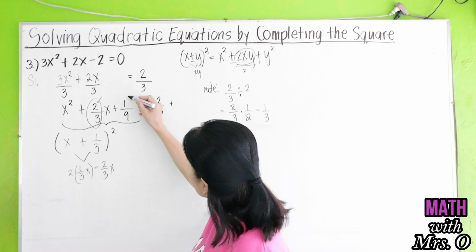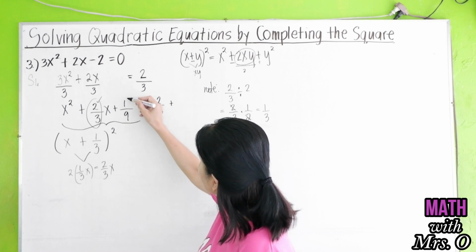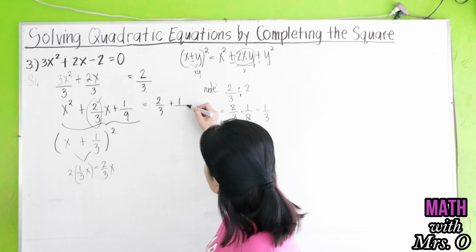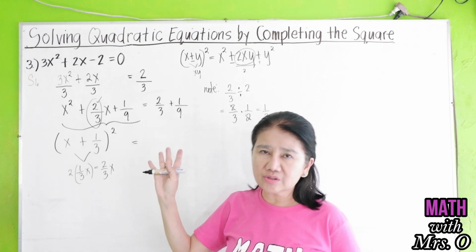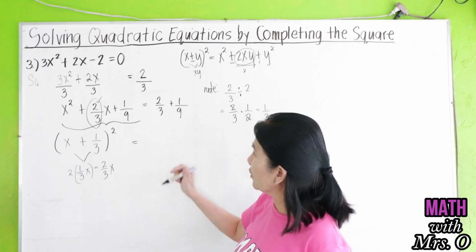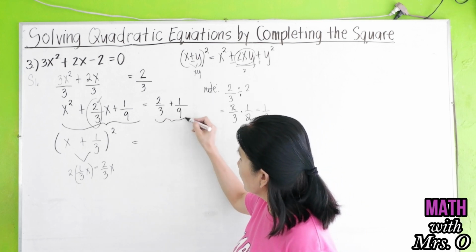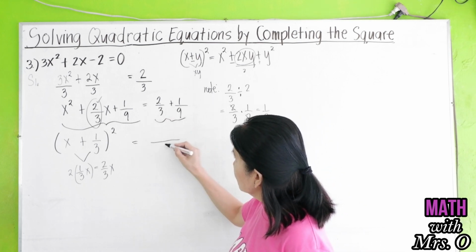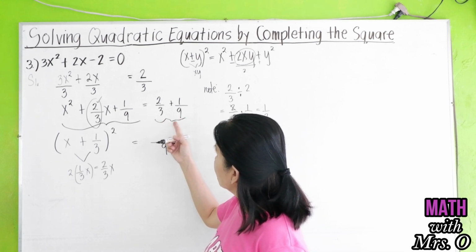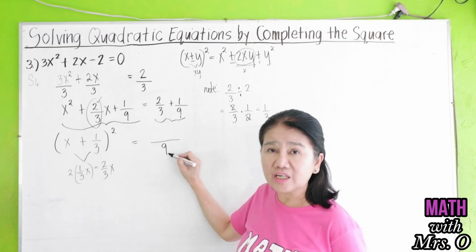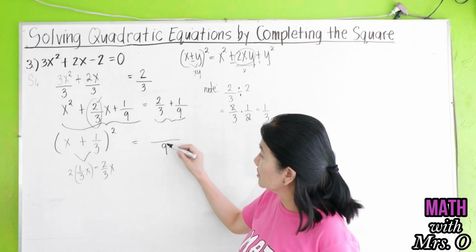Since you added 1/9 on the left side, you also have to add 1/9 on the right side to balance the equation, or by addition property of equality. Now this time you have to add this. You cannot add the fractions if the denominators are not the same. So you make the denominators the same.